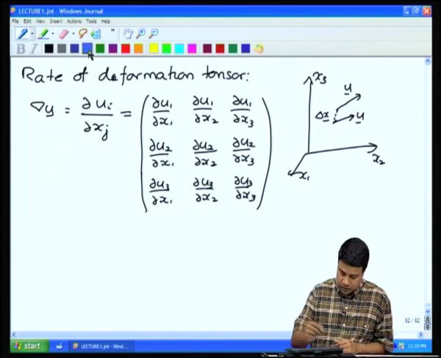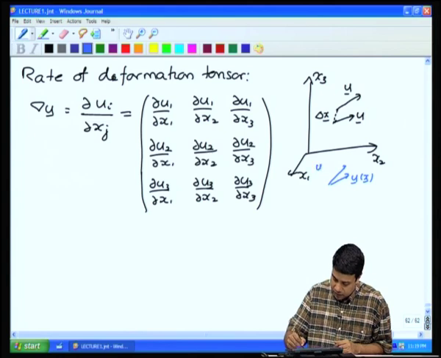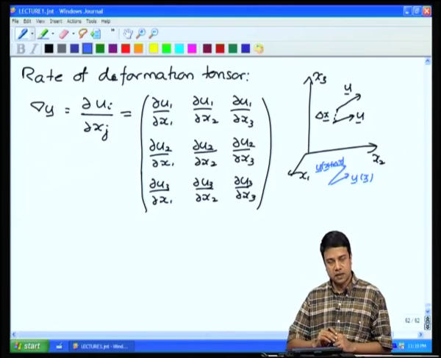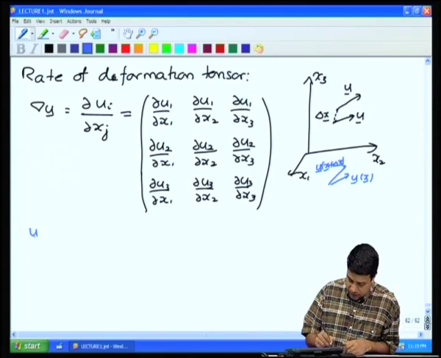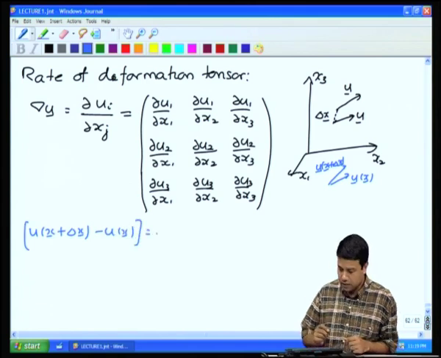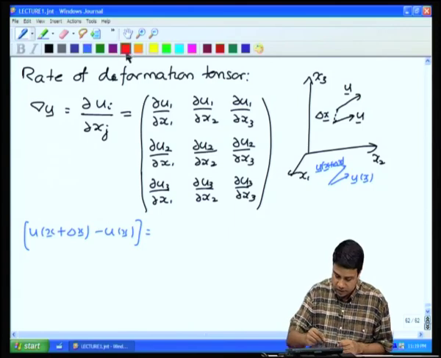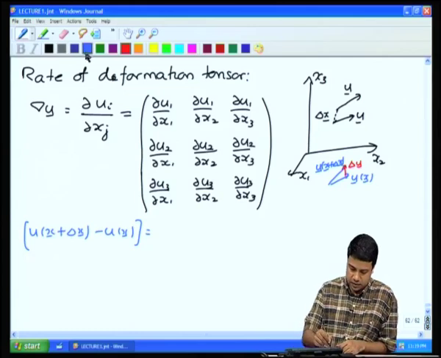So, this is the velocity vector. I will just write it separately. This is u at x. The velocity vector that I get at the new position, u at x plus delta x, is in general slightly different than that at u of x. So, I will get u at x plus delta x minus u of x, which is the difference in velocity. So, the difference in velocity is this one, delta u.